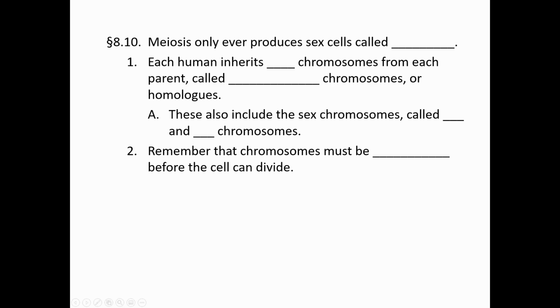With meiosis, we are only producing sex cells called gametes. We learned in mitosis we were making skin cells, liver cells, cells found in the lungs and the digestive system, right? If you think of a cell, you're probably thinking of one that used mitosis. But in meiosis, we're only producing gametes. That's going to be the egg and sperm.